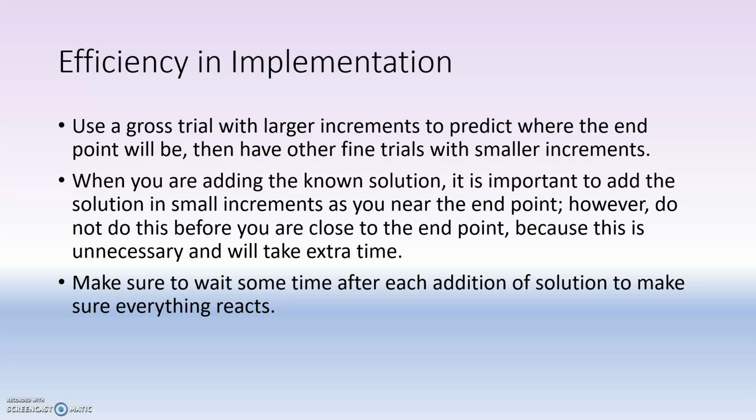Efficiency in implementation. First, it's better to use a gross trial with larger increments to predict where the endpoint will be, and then have other fine trials with smaller increments. And when you're adding the known solution, it's important to use these smaller increments as you near the endpoint, because this reduces the intervals of volume that the endpoint would have occurred between.